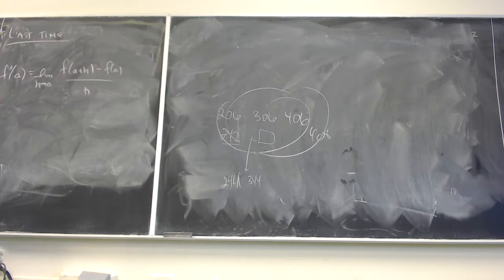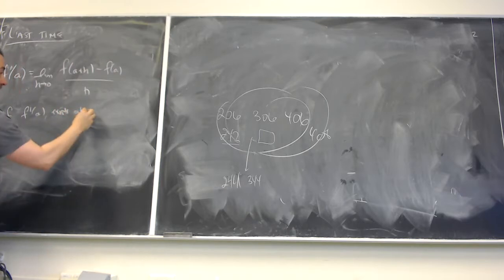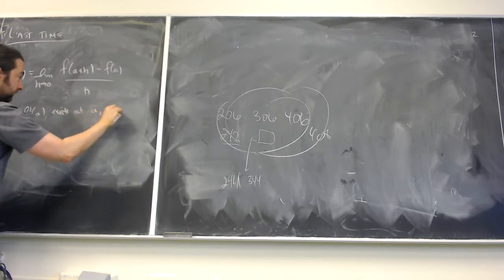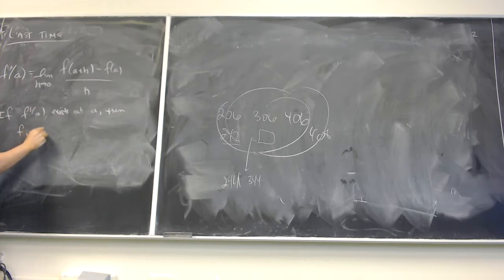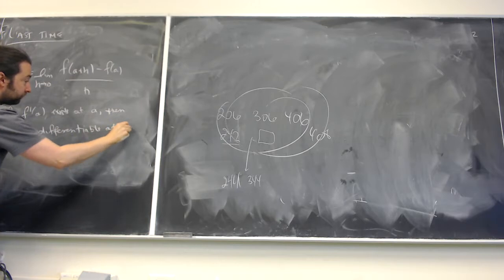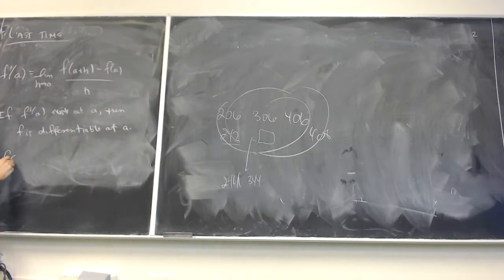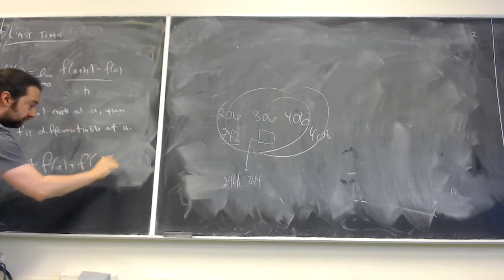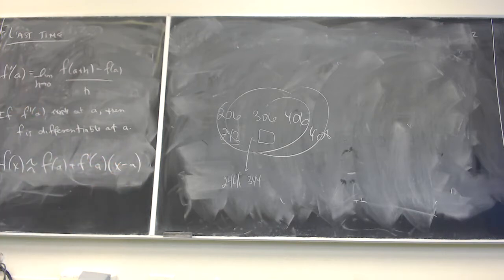Okay. And we pointed out that the reason that you do this is because if this number exists, if f prime of a exists at a, then f is differentiable at a, and f of x is about equal to f of a plus f prime of a times x minus a. I'm going to draw a picture of this time to clarify exactly what I mean by this.